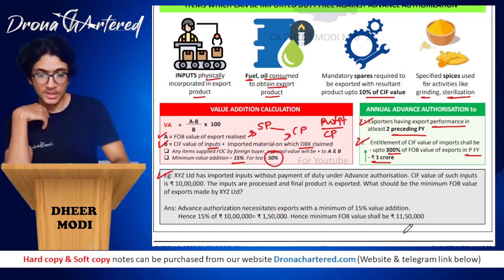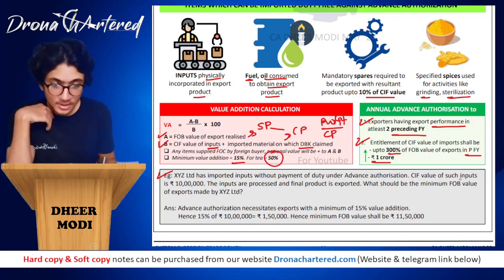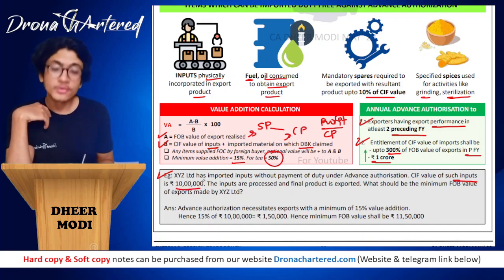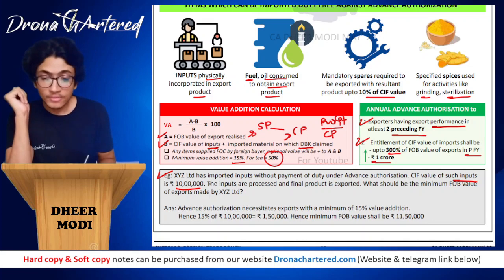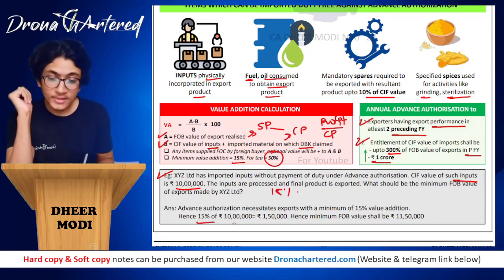Okay. Basically, they've given that value of inputs as rupees 10 lakh. So they're asking you minimum at what price they should sell. So this we already know that there should be a 15% gross profit margin. So therefore 15% of 10 lakh, 1,50,000, that is your 15% value addition should be there.